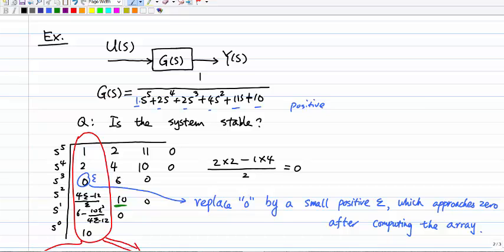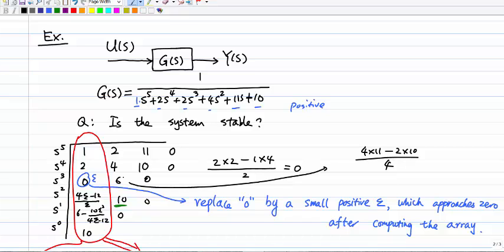How I compute this number here is, you find the number right above it, which is 4. 4 times 11 minus 2 times 10, divided by 4. So it's 44 minus 20, so it's 24. 24 divided by 4 is 6, okay? This one uses the same rule, cross multiplication. So 10 minus 10 times 0 is 0, minus 11 times 0 is also 0, and divided by 10 is still 0 over here.